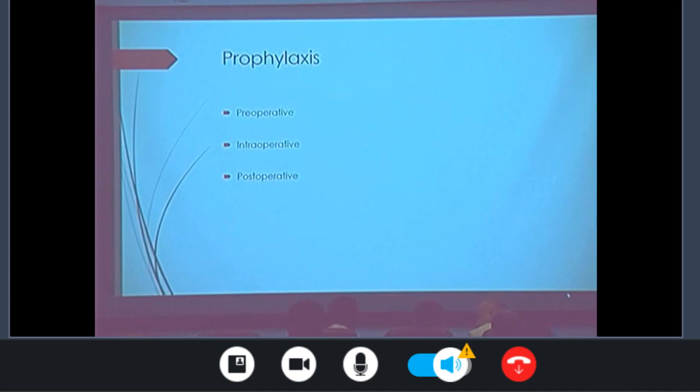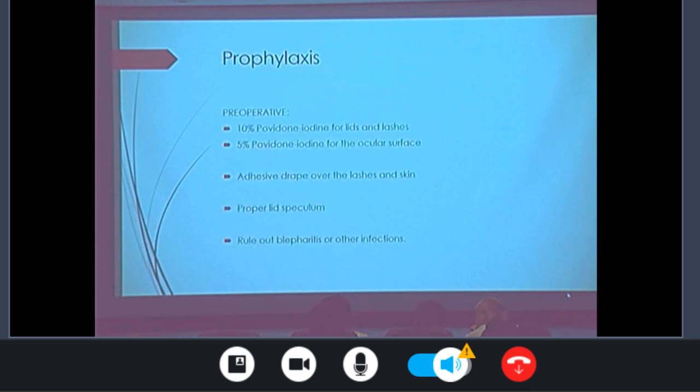So how can we prevent this? Taking all these factors that we've spoken about into account, it's important to highlight as well any measures that can be taken to reduce the possibility of developing these complications. So, as usual, we will separate them into preoperative, intraoperative, and post-op. So this is very basic. When we're examining our patient preoperatively, we have to rule out blepharitis or any ocular surface infection. Then we have to clean the eyelids, lashes, and the skin with povidone iodine, in different concentrations. We place adhesive drapes over the lashes and skin, and we have to use a proper lid speculum.